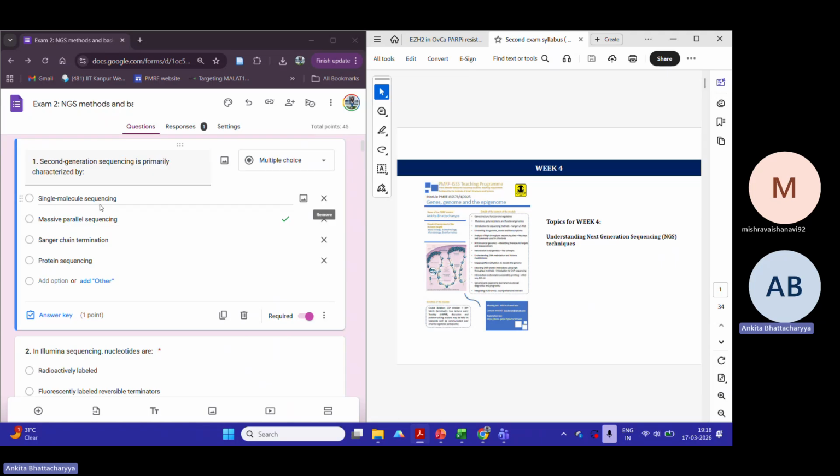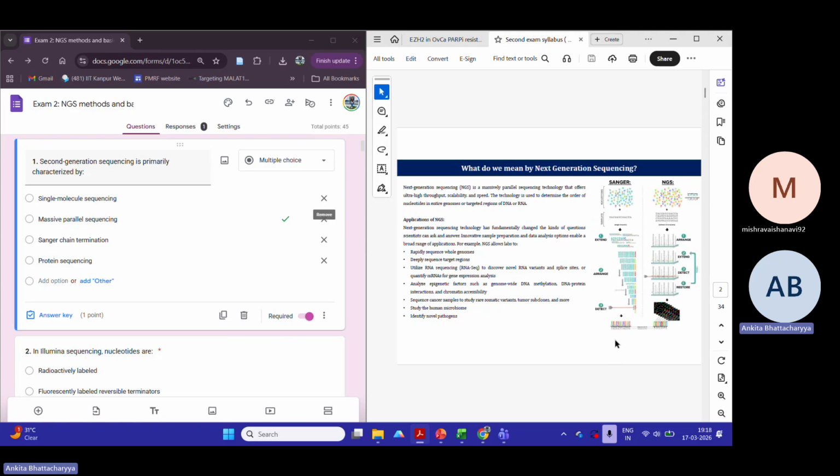Single molecule, massively parallel sequencing, Sanger chain termination, or protein sequencing. Of course, the last two options are naturally not correct, but between single molecule and massively parallel sequencing, the correct answer is massively parallel, because single molecule sequencing goes a step further that is not covered under the second generation sequencing process. So this is, I think, what we had started off with initially.